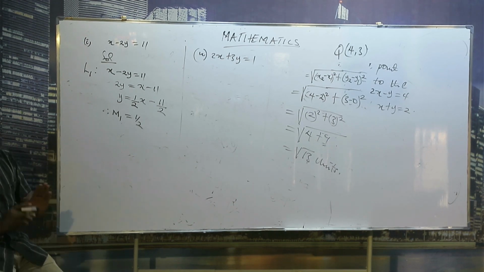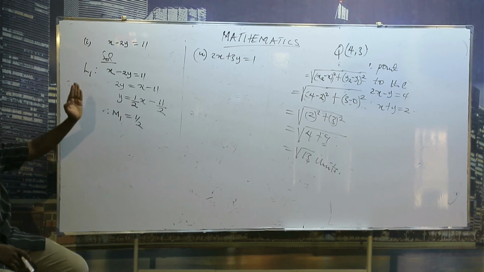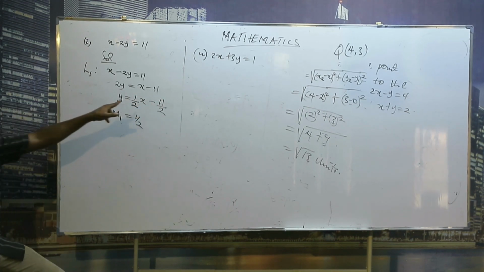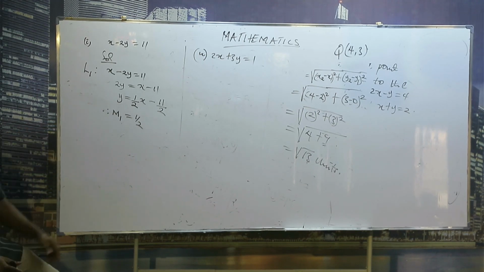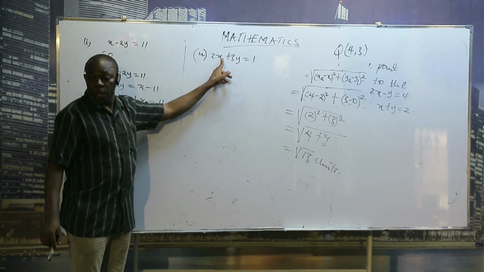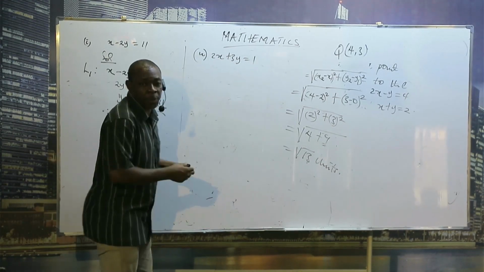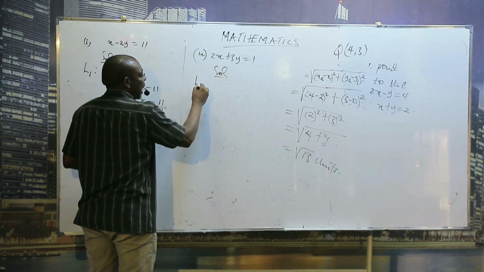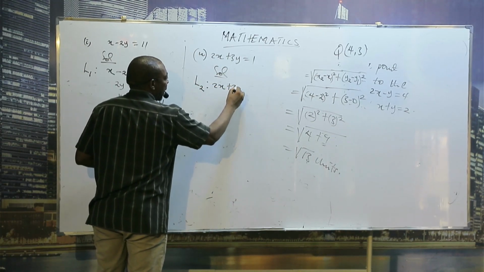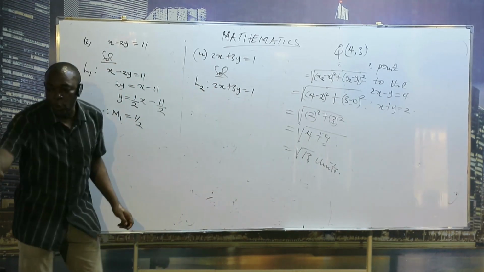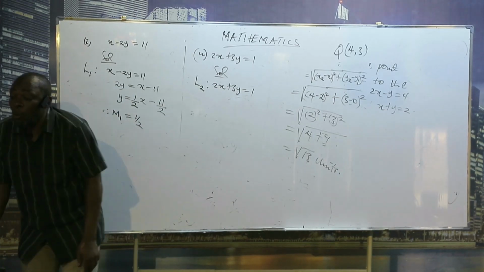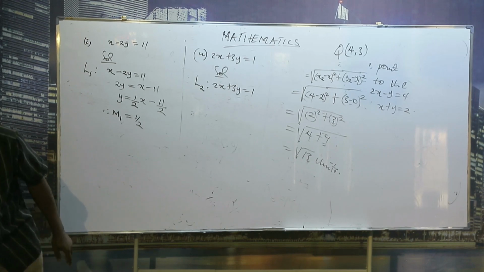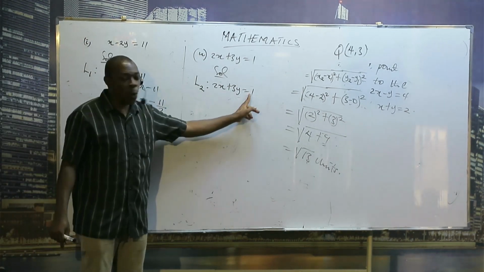Now, we want to make y to be alone. Look at it. I want to make y to be alone. Now, but look at y. Y is with who for now? 2x. So 2x will cross to this side. 2x is going to cross. So line 2: 2x plus 3y equals to 1. Who is going to come out here? 2x will come out.